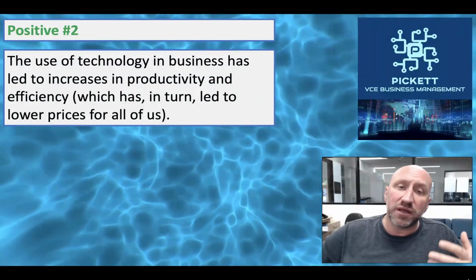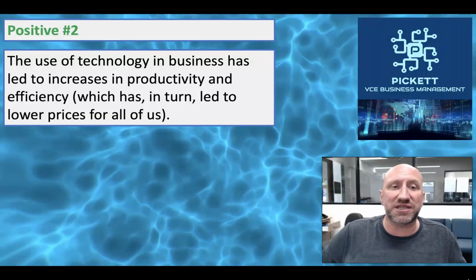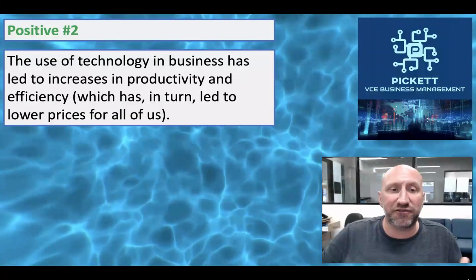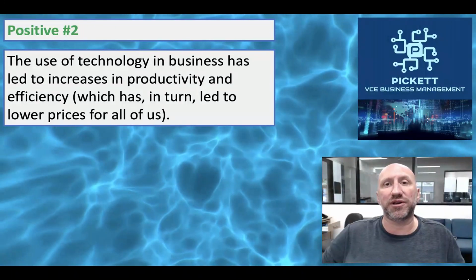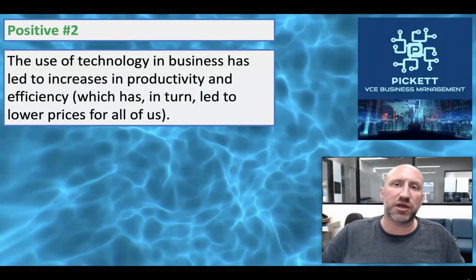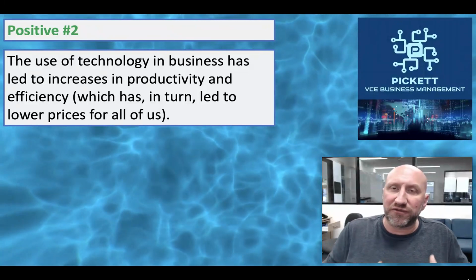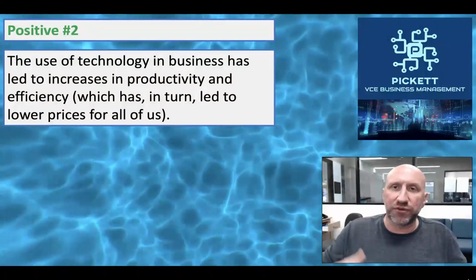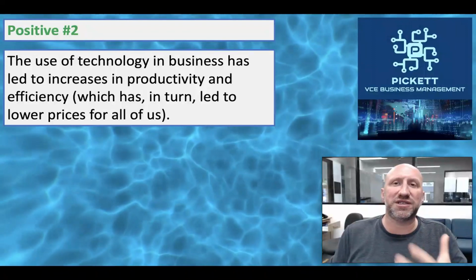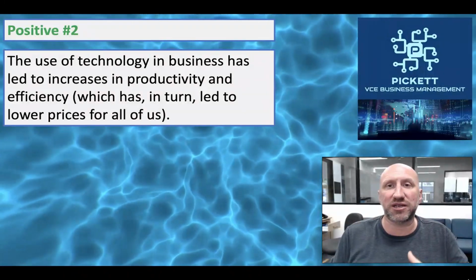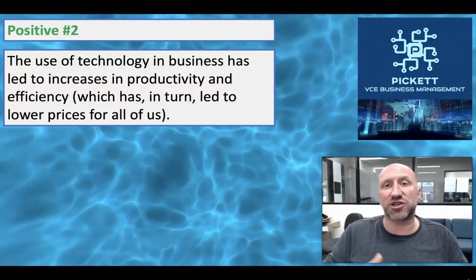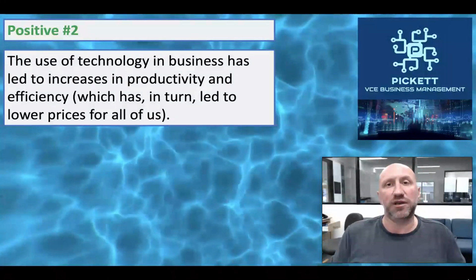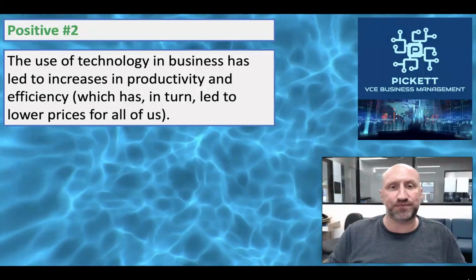Second one, use of technology in business has led to increases in productivity and efficiency. And what that ultimately does is lead to lower prices for all of us. So our consumer goods, I don't know if you realize this, but as we move on through the generations, the prices of the stuff that we buy tends to be getting cheaper, if not necessarily in pure dollar terms, certainly in relative terms, bearing in mind inflation.